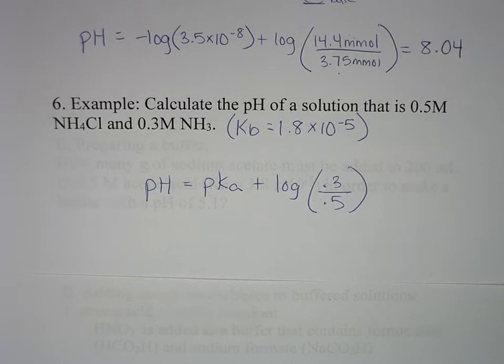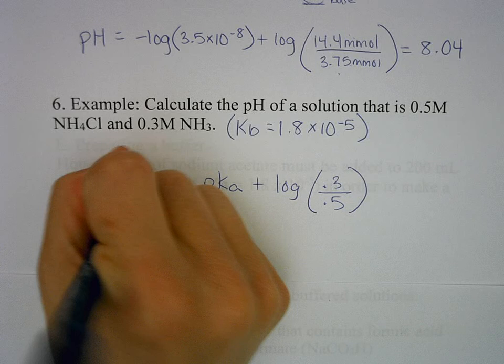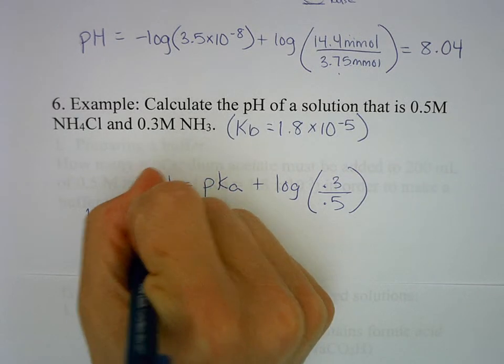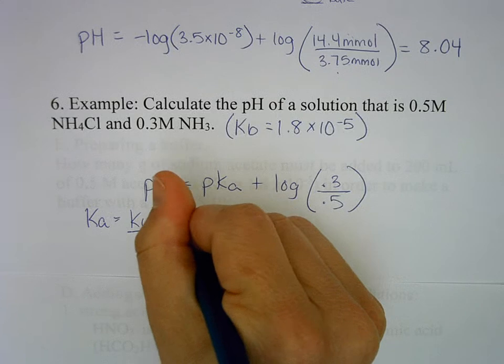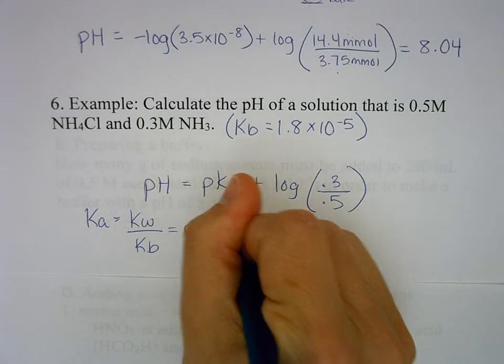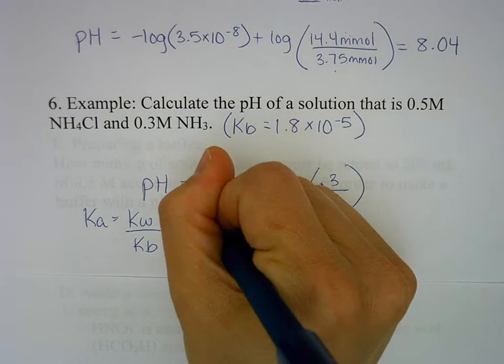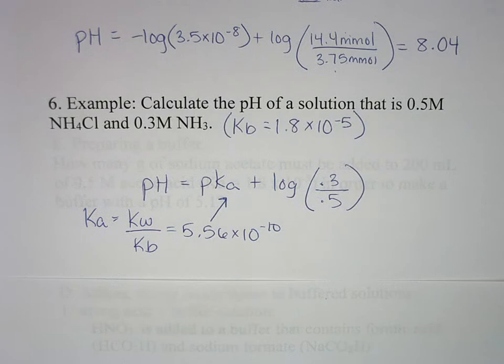So you have to plug in here where it says pKa, it's still pKa. You can't do pKb. You can't negative log the Kb value. You have to do what we've done before, which is to solve for the Ka value. And if we do this, that would be a Ka value of 5.56 times 10 to the negative 10. That gets plugged in there. And everything else is the same.